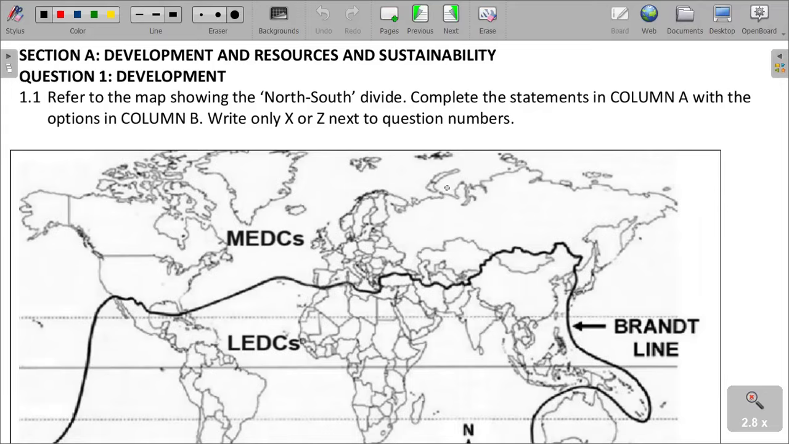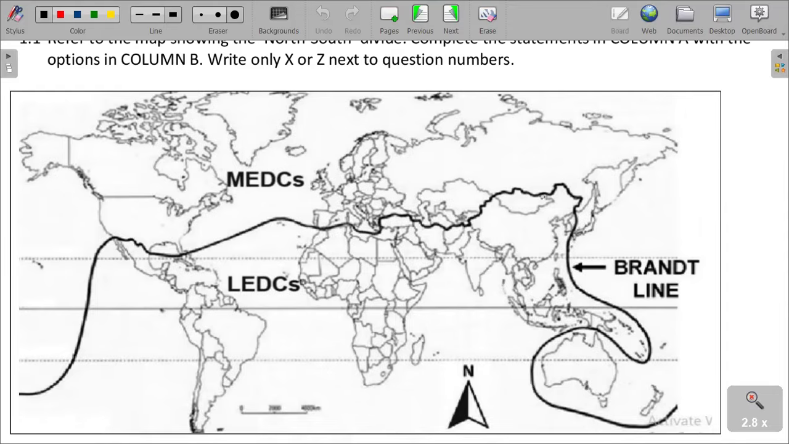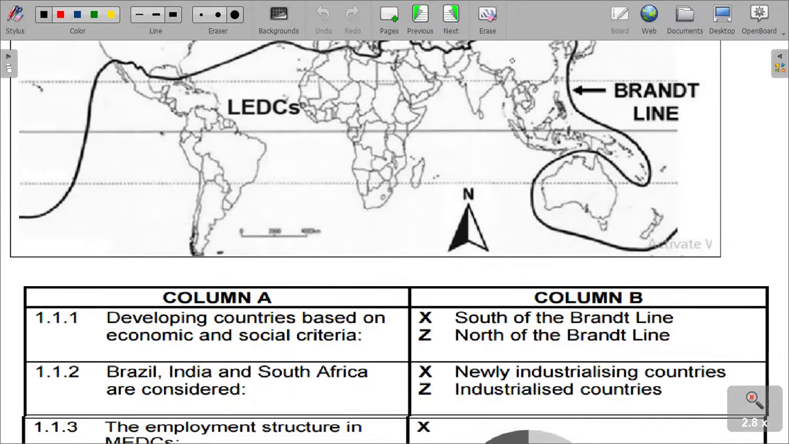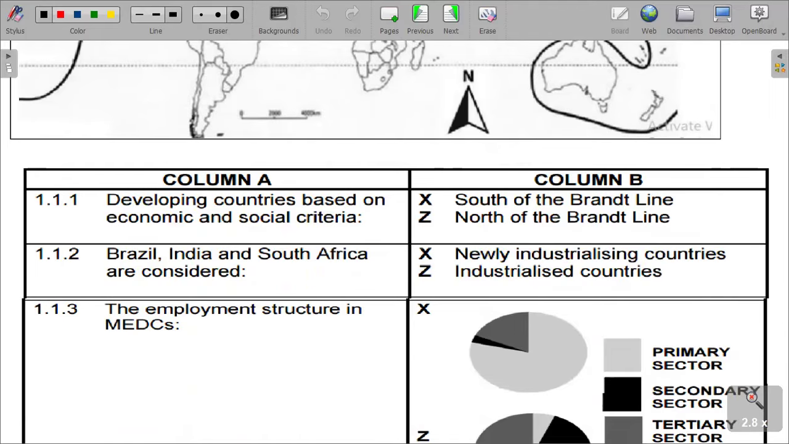This is a nice question that we have already answered severally during the course of the term through our channel videos. For some of you who are following Metric Hub, we have talked about the Brandt line that is used to divide the north and the south, the most economically developed countries versus the less economically developed countries. So that is what is illustrated by this map here. Let's go straight to the questions that are following.